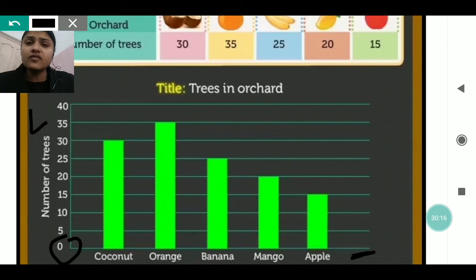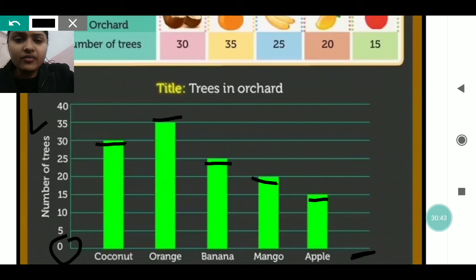And after that we just have to draw the bar. According to the number given, the bar will be drawn. So 30 coconuts are there, so the bar will go till 30. 35 oranges are there, so the bar will go till 35. 25 bananas are there, so the bar will go till 25. 20 mangoes are there, so the bar will go till 20. Only 15 apples are there, so the bar we have to draw till 15. So this is how we draw the bar.